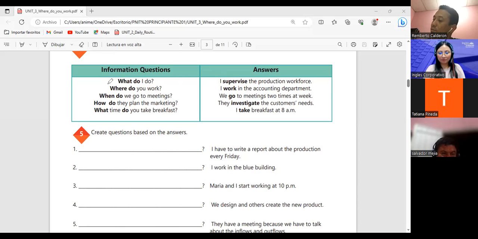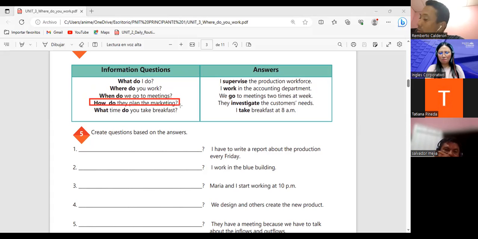Hey, where do you work? Where do you work? I work in the accounting department. Vamos a tratar de identificar el departamento al cual pertenecemos. ¿Sí? Ya vamos a redactar diferentes departamentos. When? When do we go to meetings? Todos nos reunimos. Todos tenemos algún seguimiento con nuestro supervisor or boss. When do we go to meetings? ¿Cuándo vamos a las reuniones? Vamos a obtener esa información de parte de ustedes.